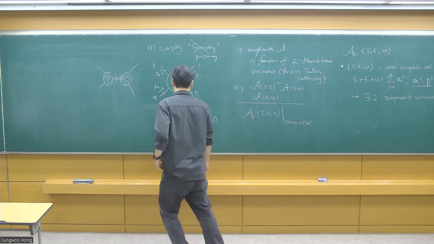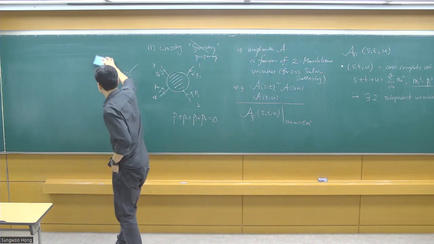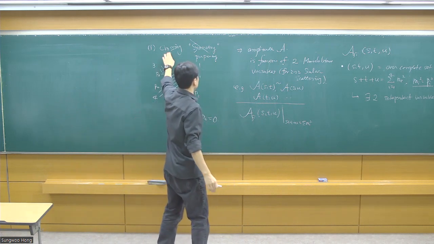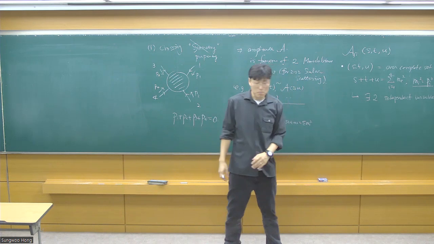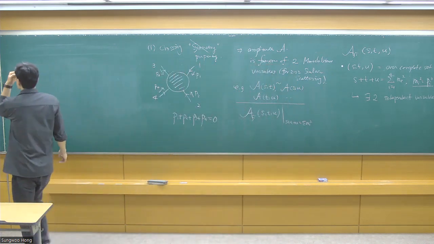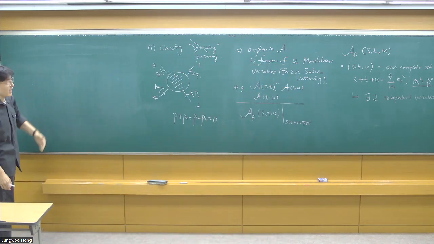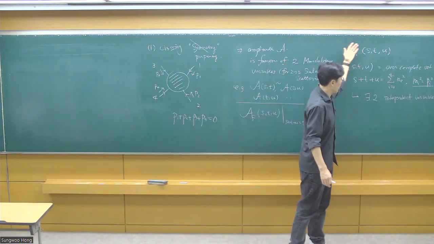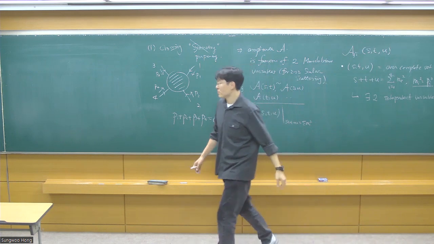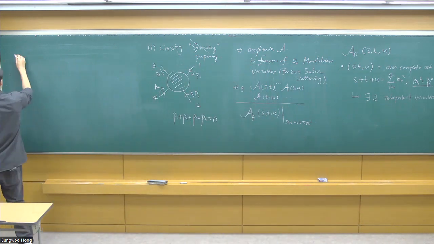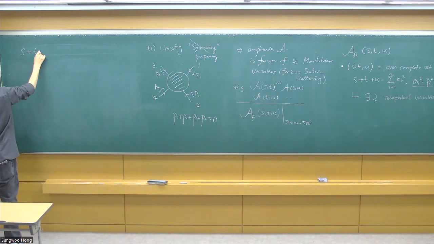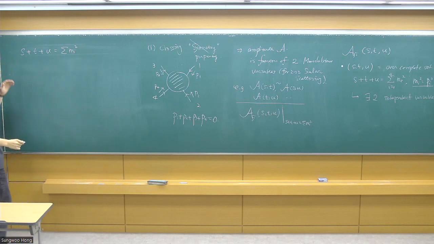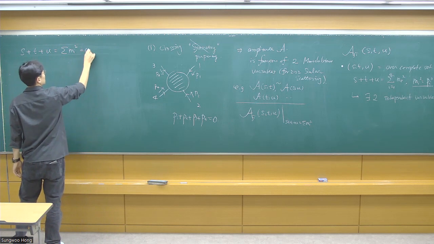Okay, let's move on. All right, so we understand that much. I haven't stated the crossing yet. So now let's build up a useful language to describe this phenomenon. If you look at this, s plus t plus u is equal to some constant. So this is some constant.